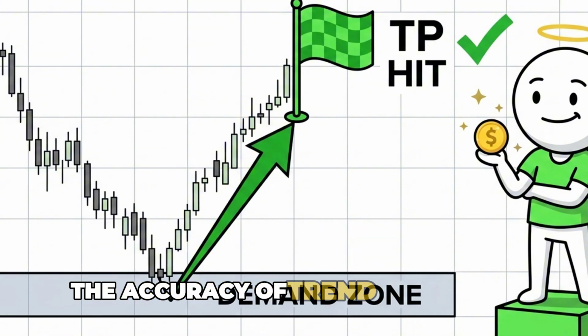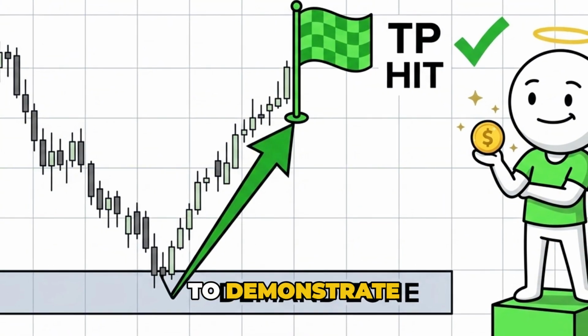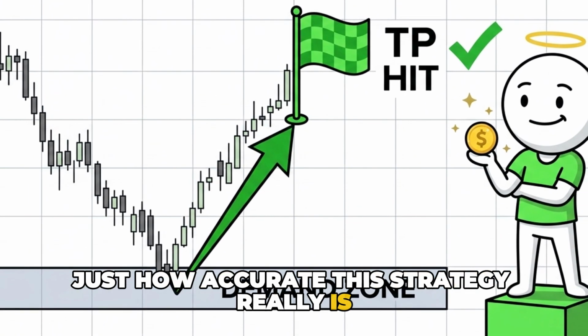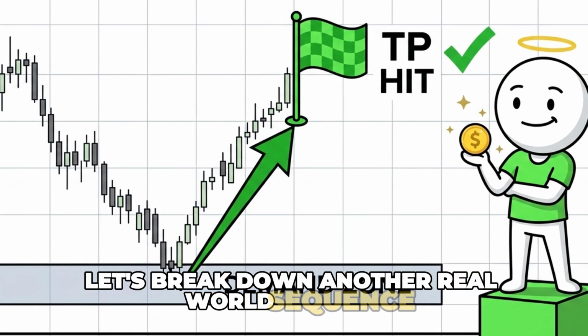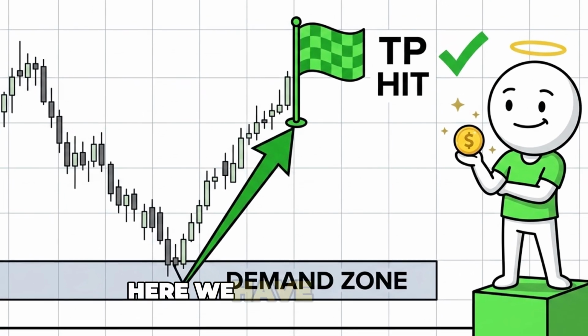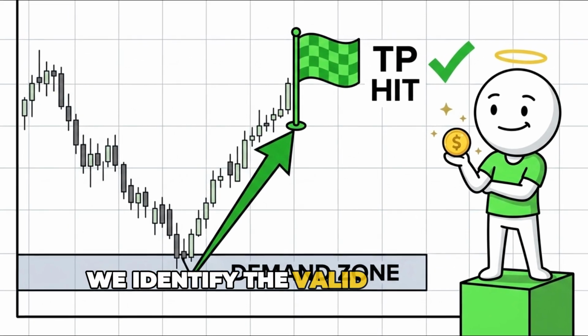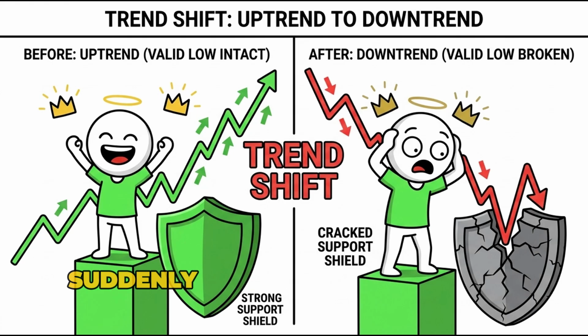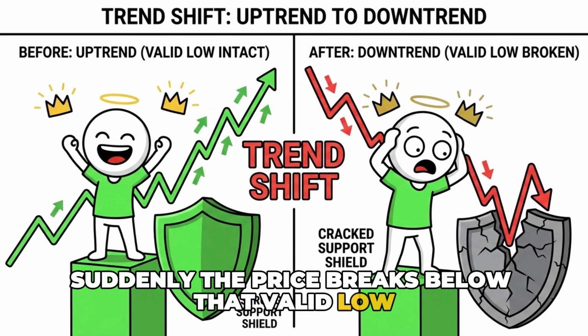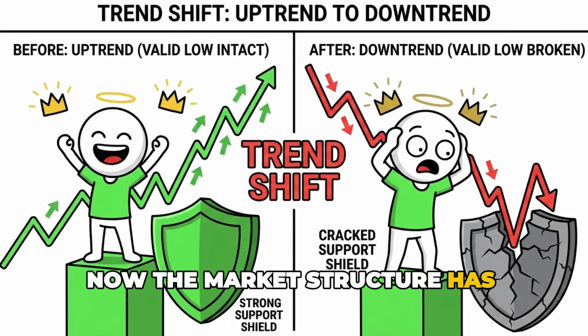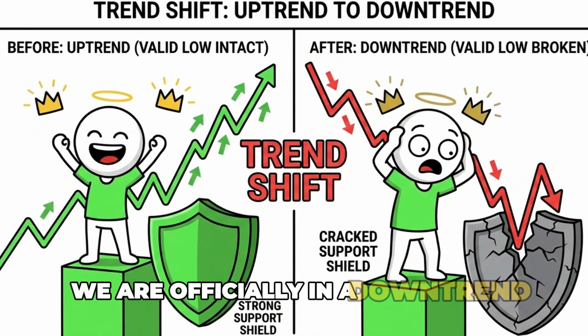The accuracy of trend following. To demonstrate just how accurate this strategy really is, let's break down another real-world sequence. Here, we have an uptrend where the price is making higher highs. We identify the valid low that broke the high. Suddenly, the price breaks below that valid low. Now, the market structure has shifted. We are officially in a downtrend.